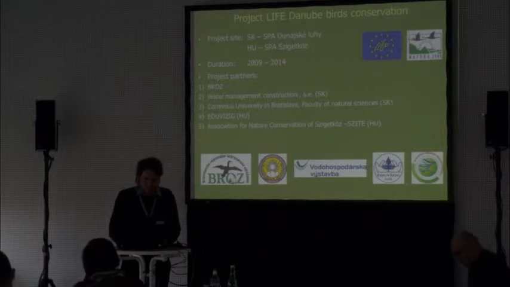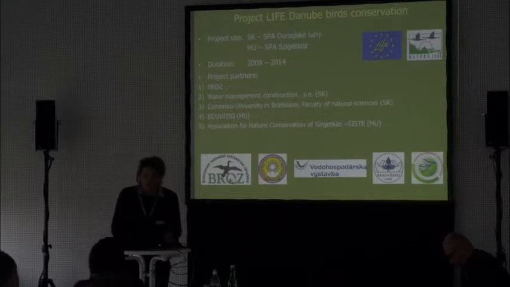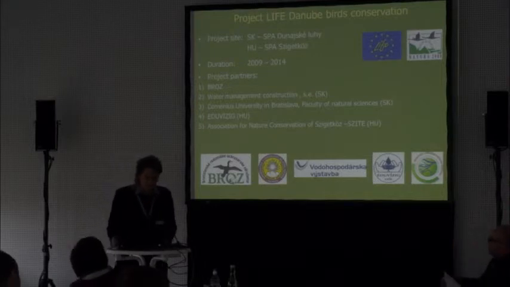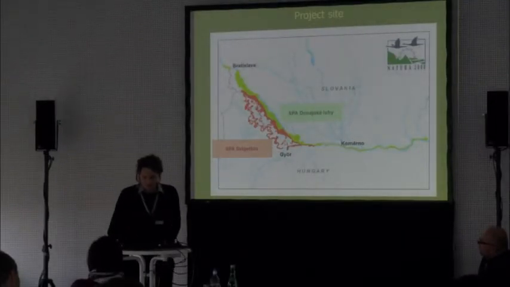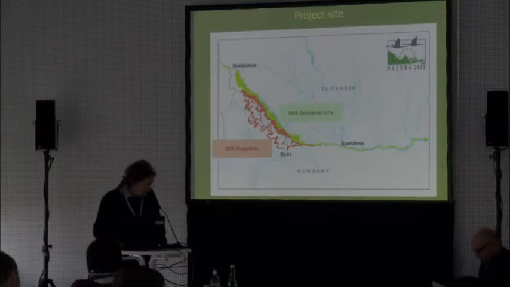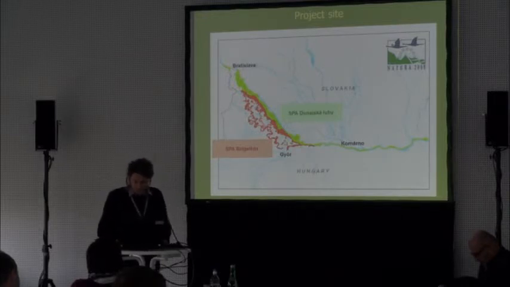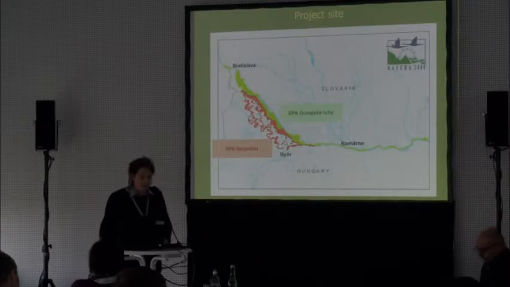There is maybe an interesting partnership in this project of our NGO, the State Water Management Enterprise and the University in Bratislava. And we also have similar partners in Hungary, on the other side of the river, an NGO and the State Water Management Company. So here is the project site. Green is the left side of the political border, somewhere in the middle of the river, and red is the Hungarian side of the Danube floodplain, but for nature it's one continuous floodplain area.